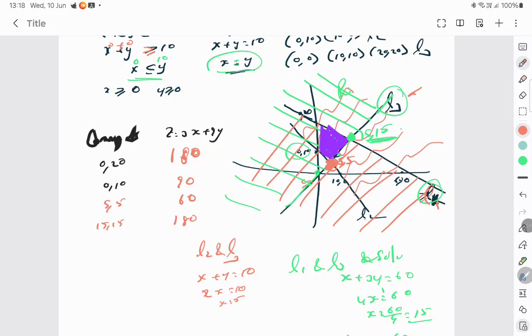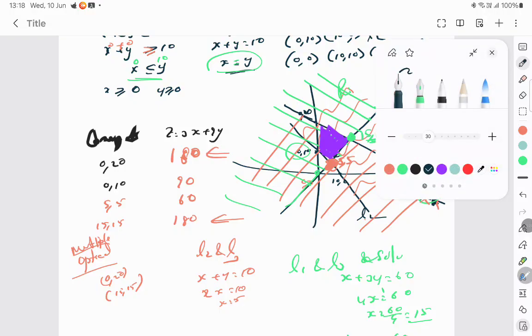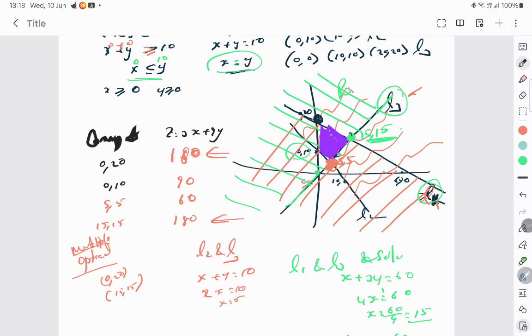So you see that there are two maximas, not just one maxima. Multiple optimal solutions are there. Optimal means maximum. Multiple optimal solutions which occur at 0 comma 20 and also 15 comma 15. Okay, where is 0 comma 20? I'm going to tell you something very important now. Where is 0 comma 20? It's this in the graph. Where is 15 comma 15?